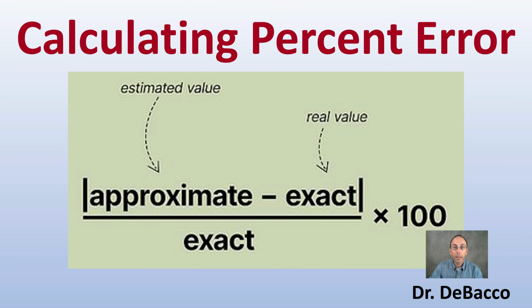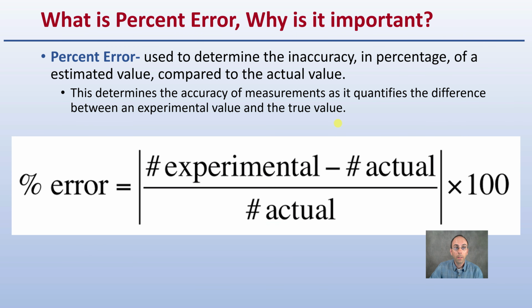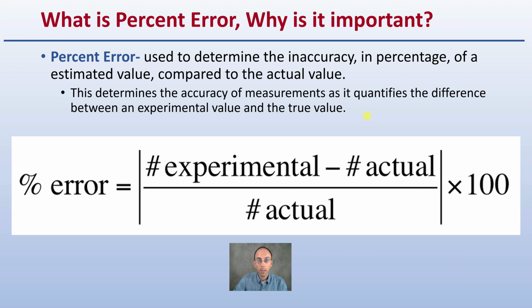Alright, so calculating percent error is not that difficult. You're looking at the estimated value, the real value, a simple subtraction, a division, multiplication by 100 to get to the percent, and therefore you can go through and see how accurate your results were. So keep in mind that this equation is kind of the key one here.